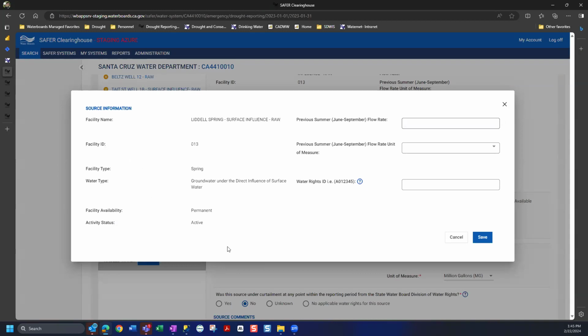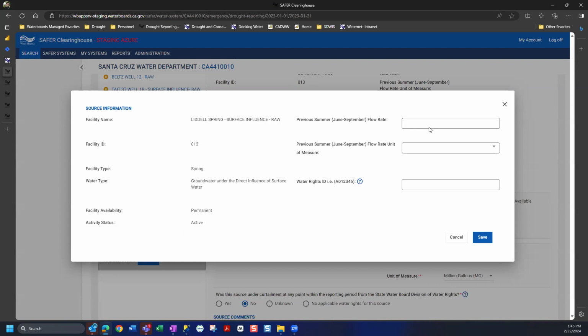On the left-hand side is database information from our SWRCB database. This information cannot be changed by the user, but can be changed if there's definitely a need to change that information, such as I'm no longer using the source. This is an inactive source, or maybe it's an emergency source. This is a standby source. I don't use this on an often basis. Maybe it's not a spring. Maybe it's a well. For whatever cases, if you see anything that needs to be changed here, please contact your local district or LPA office.